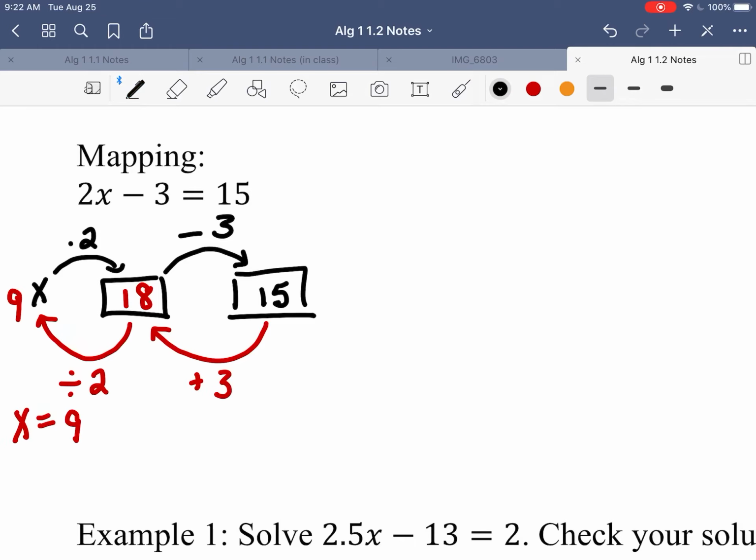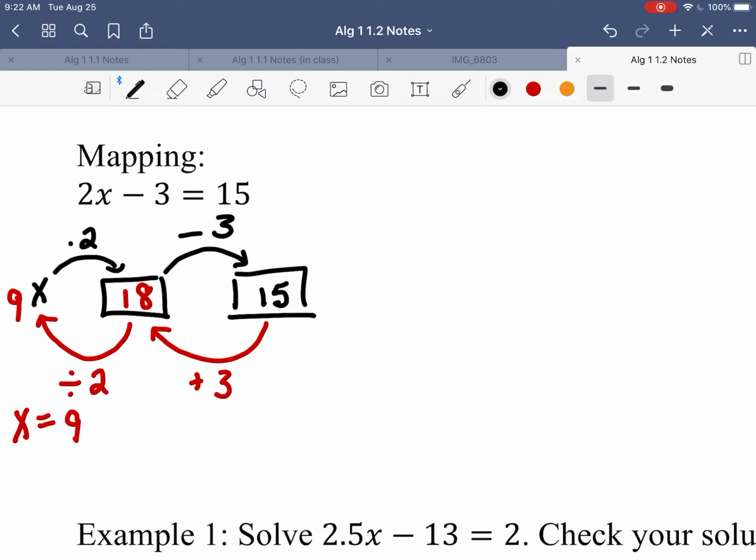What this is really showing us is that when solving equations with more than one operation, meaning there's a multiply in this problem and also a subtract, we have to undo it in a backwards fashion. So instead of doing multiply first, we have to do subtract first.